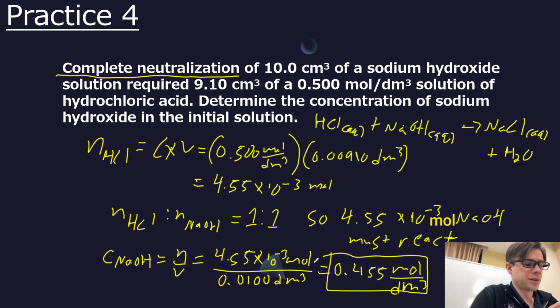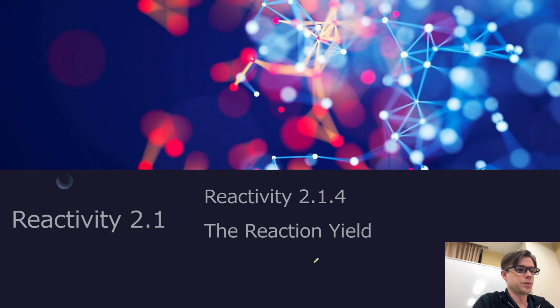All right, so you need to get pretty quick at this. You can maybe go a little bit faster than I do and skip some steps writing these ratios if you're really sure about it. But as you're practicing, I still recommend you write all the units and all the ratios. All right, so that brings us to the end of this solution section. I want to go on to 2.1.4 then, the reaction yield.